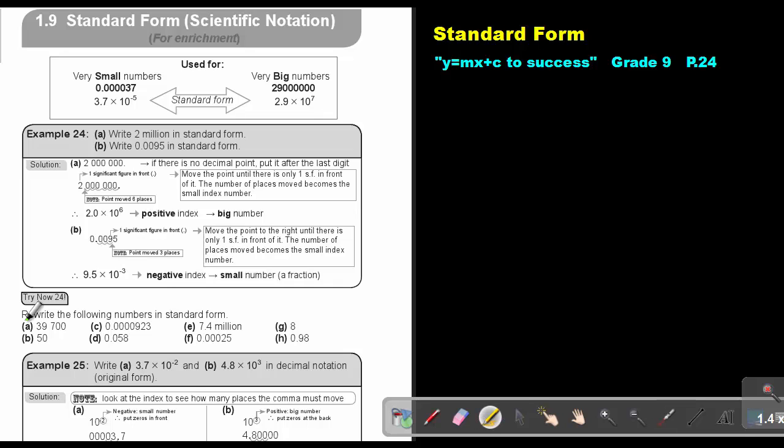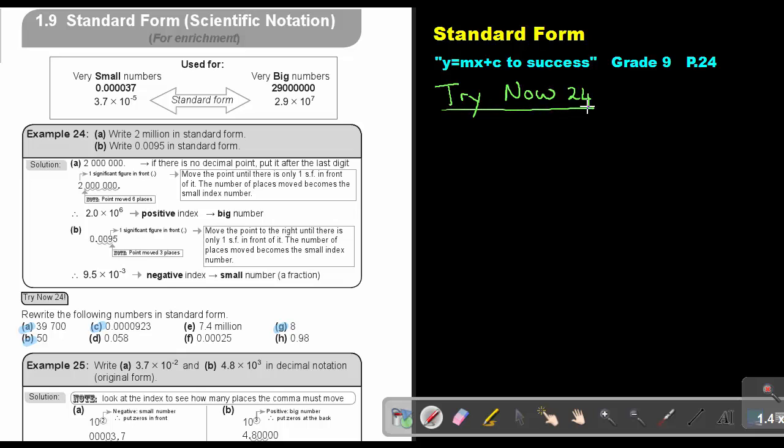Okay. I want you to stop the video and I want you to do number A, B, C, as well as number G. As soon as you are finished, you can continue with the video. Try now.